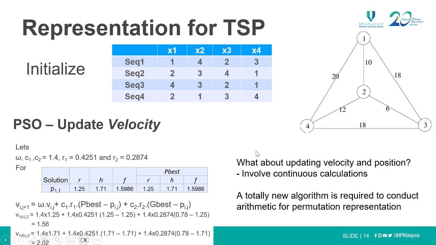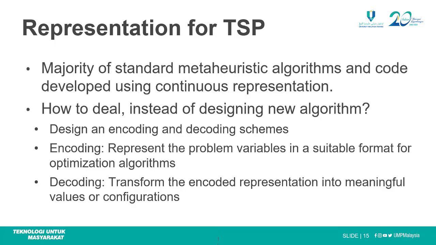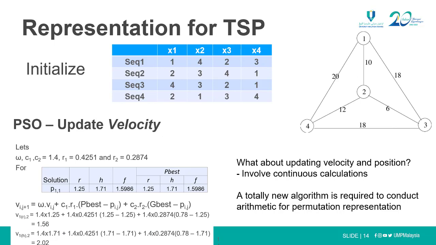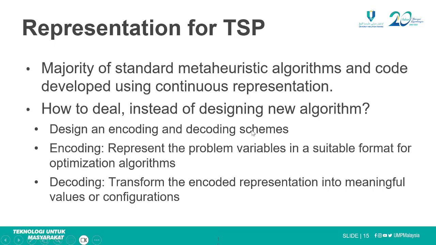Okay, so that means this is what we call quite a large job that needs to be conducted in order to fit our problem representation to the existing optimization algorithm. As I mentioned earlier, the majority of standard metaheuristics are coded and developed using continuous representation. So instead of designing new algorithms, as I mentioned, designing a new algorithm is quite a big job. So what option do we have instead of designing a new algorithm?